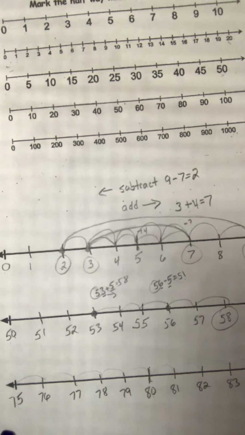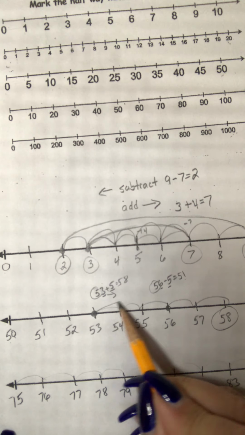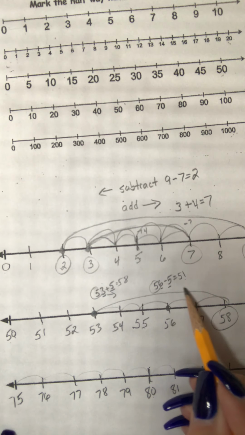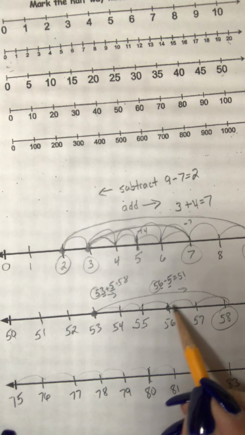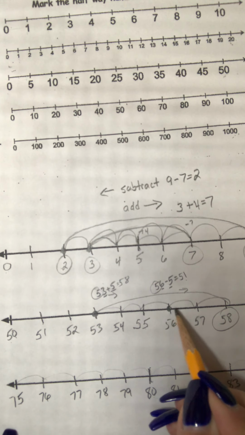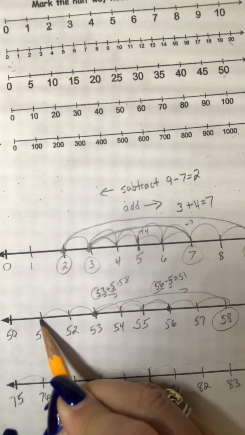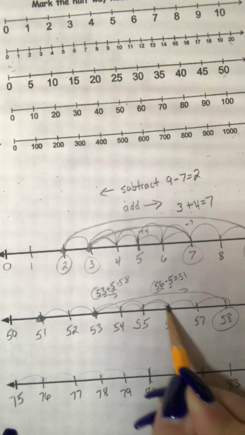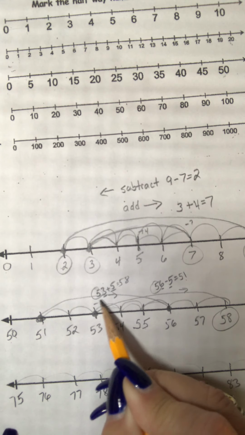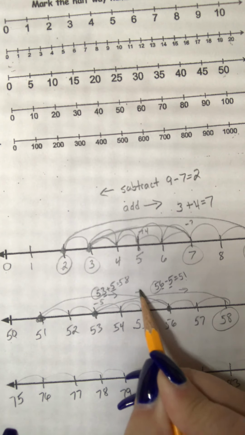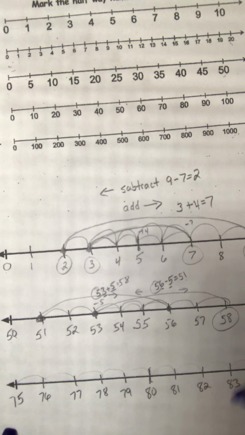So here's 56. So remember when I added, I went in this direction. But now I'm going to subtract and go in the other direction. So 56, take away 5. 1, 2, 3, 4, 5. Take away 5. And I'm going in that direction. And sure enough, I landed on 51.